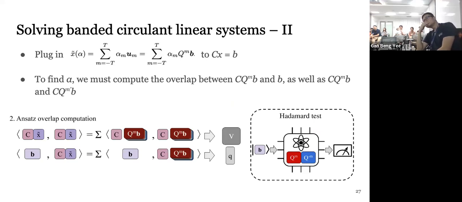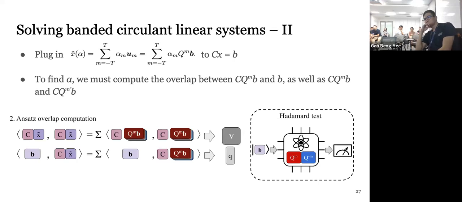So how do we find x? Because x is a matrix polynomial of Q, we can add a coefficient to each term. So what we want to do is find the coefficients of that particular polynomial. Suppose we set these coefficients to alpha. Okay, so what we want to do is find these alpha. To find alpha, we have to compute the overlap between C times Q^m b, which is basically each individual part of Cx, with b, and then the overlap of each individual component of Cx with each other.